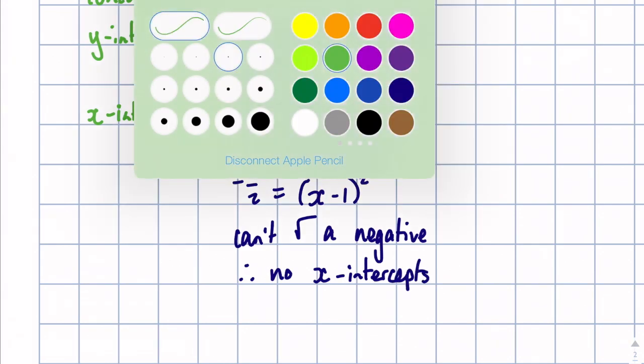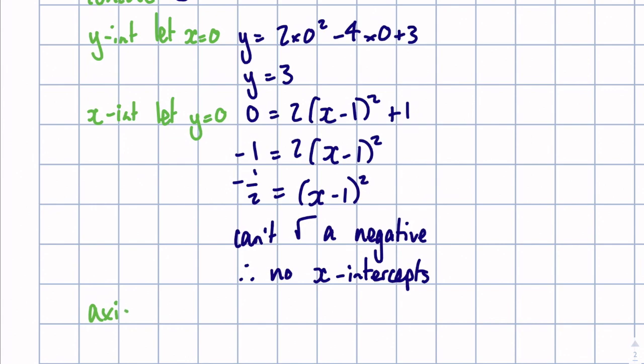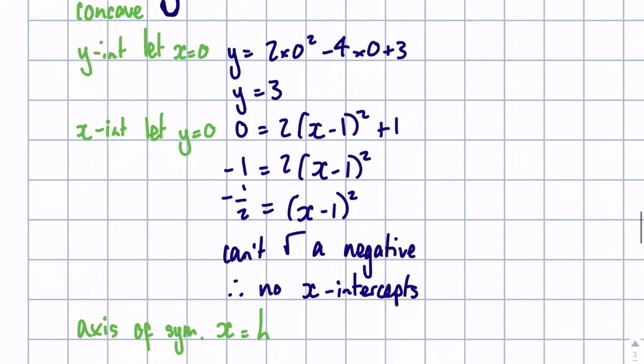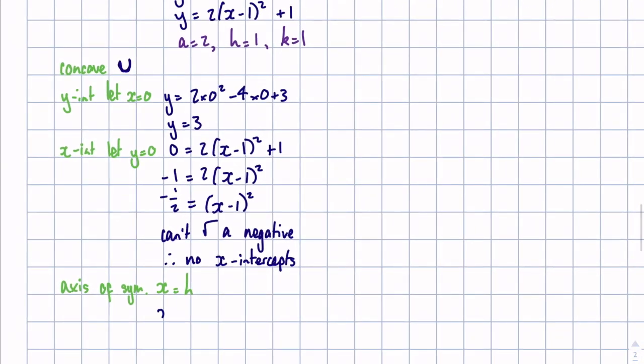Okay, now let's look for the axis of symmetry. This is our x equals h. So normally you'd want to add your x-intercepts together and divide by 2, but we've completed the square so we can get it straight from the equation. So we know x equals 1.